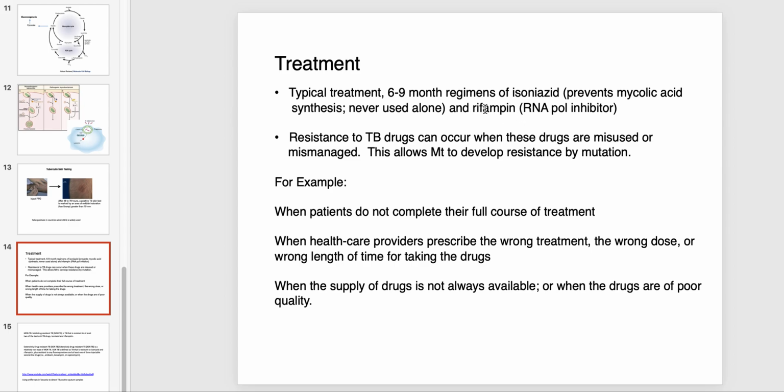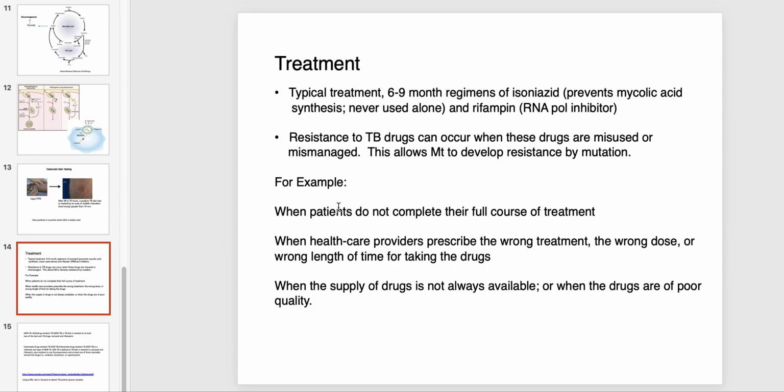Either one, they're used interchangeably, rifampin or rifampicin, which is an RNA polymerase inhibitor that knocks out the ability of the bacteria to transcribe DNA into RNA. So again, hitting it in 2 different places minimizes the possibility of antibiotic resistance. But resistance to TB drugs can occur when these drugs are misused or mismanaged.